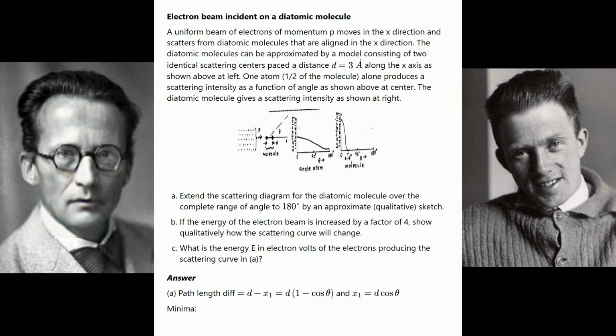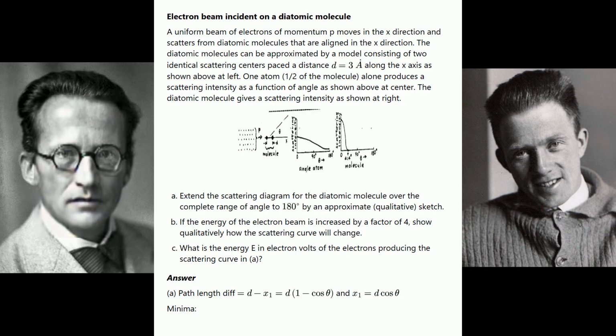Extend the scattering diagram for the diatomic molecule over the complete range of angle to 180 degrees by an approximate qualitative sketch. If the energy of the electron beam is increased by a factor of 4, show qualitatively how the scattering curve will change. What is the energy E in electron volts of the electrons producing the scattering curve in A?